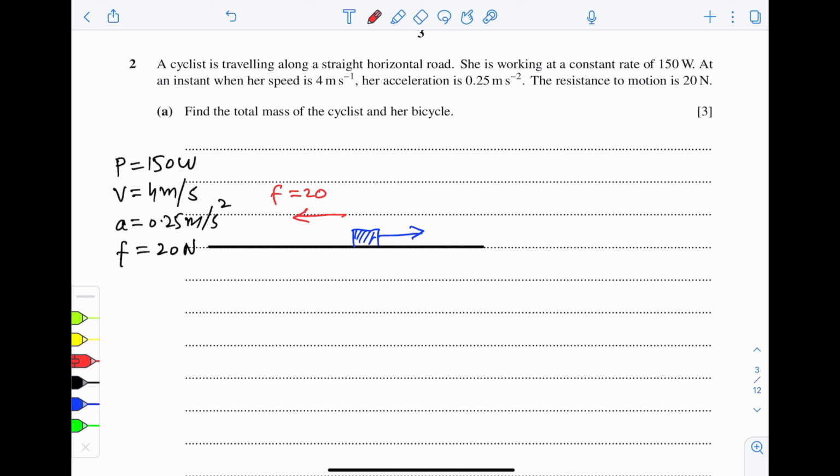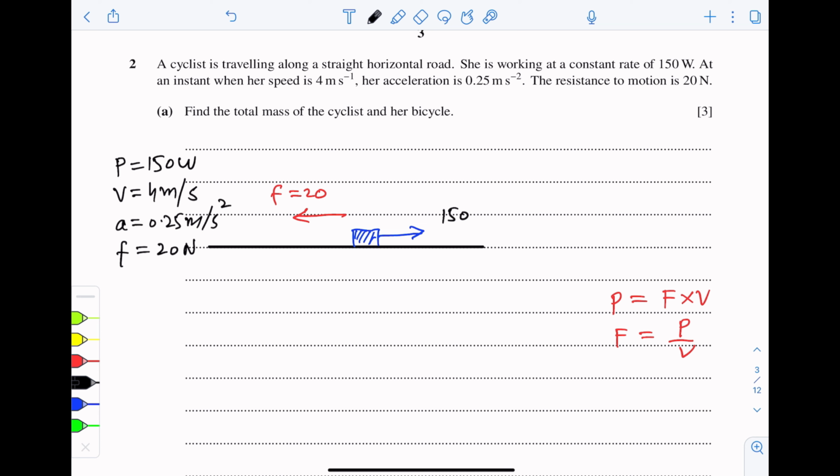Driving force, we will use this formula since power is equal to F into V. From here, F will be equal to P over V. Because we have to find this F, we will use here Newton's second law of motion. We require the driving force here, so we have found the driving force. So we will write here, this is the driving force.